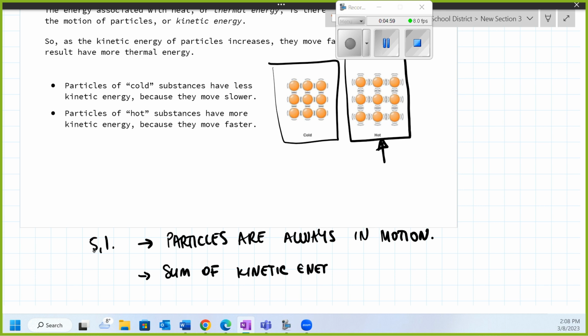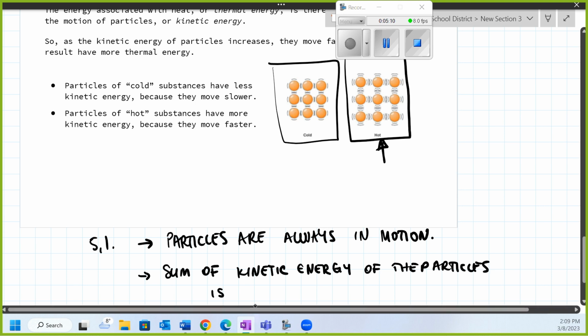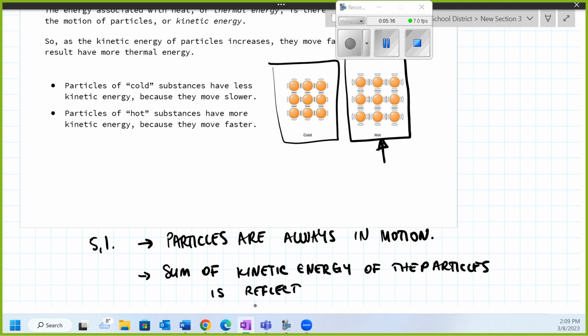The sum of the kinetic energy of the particles is directly reflected in the temperature of the object.